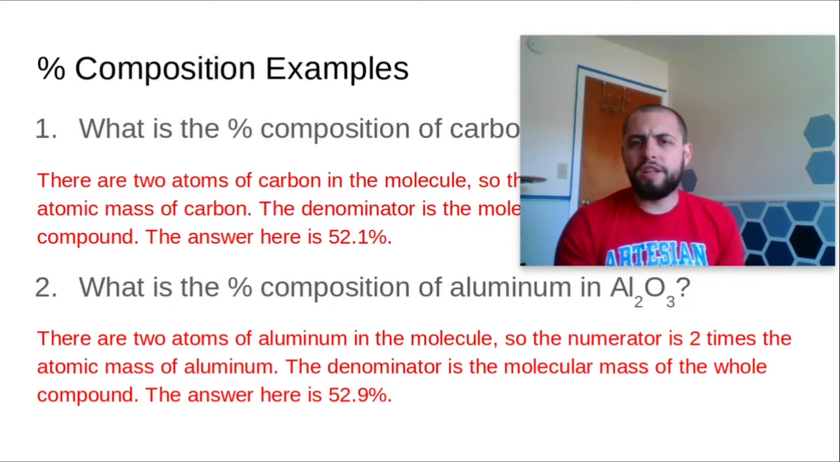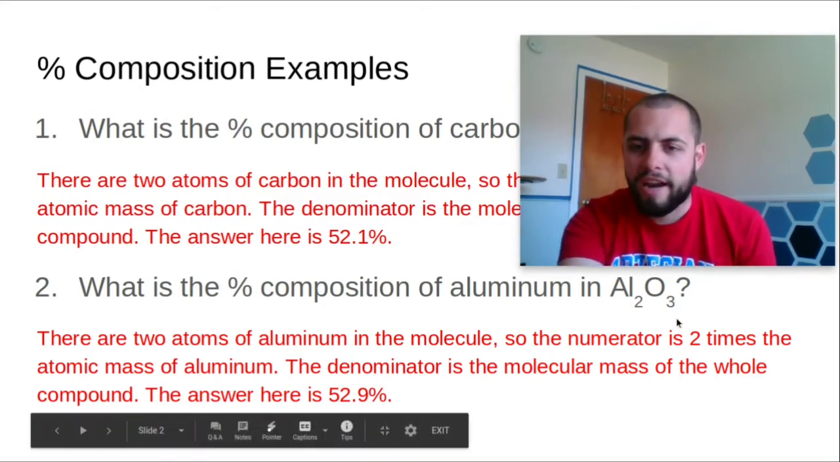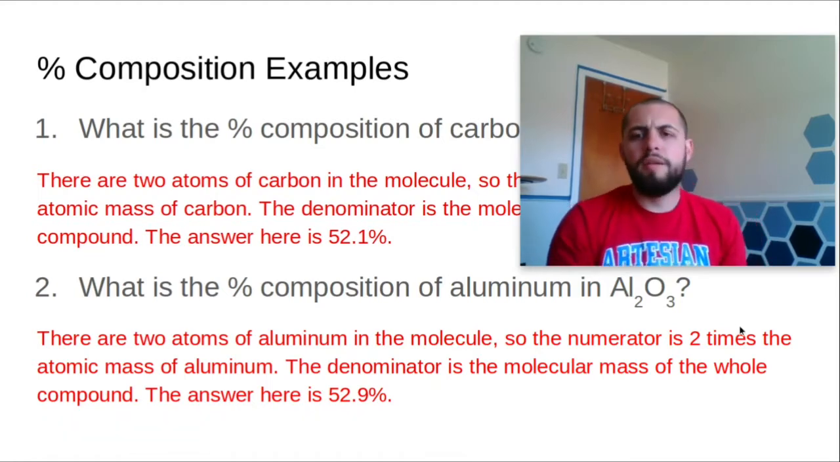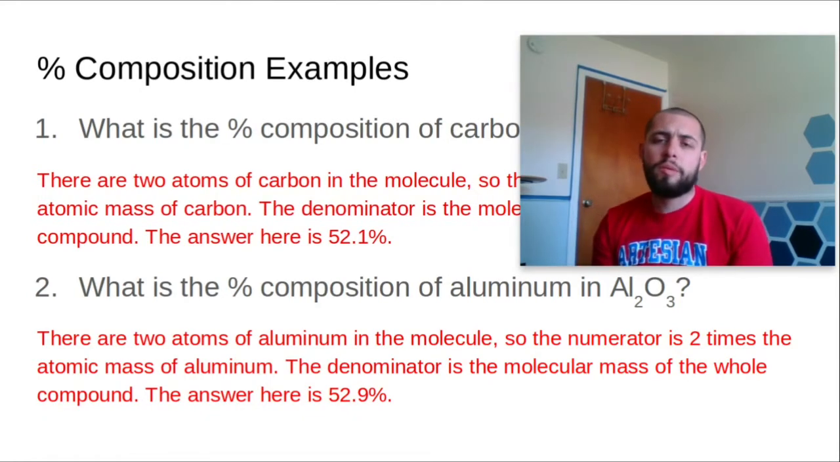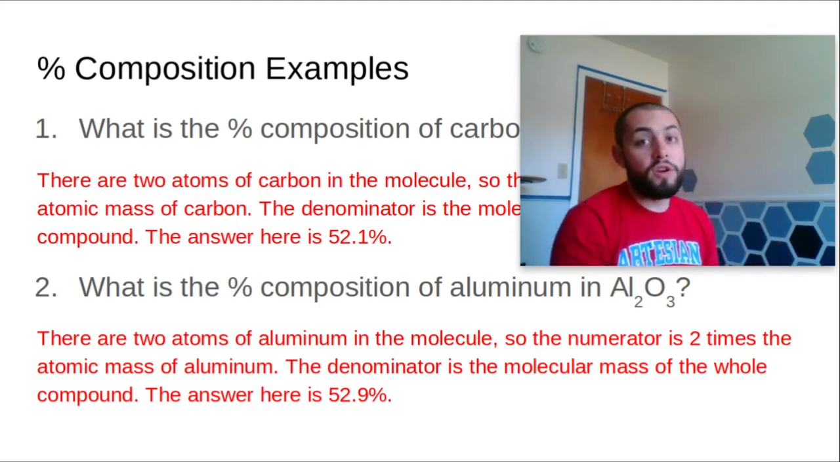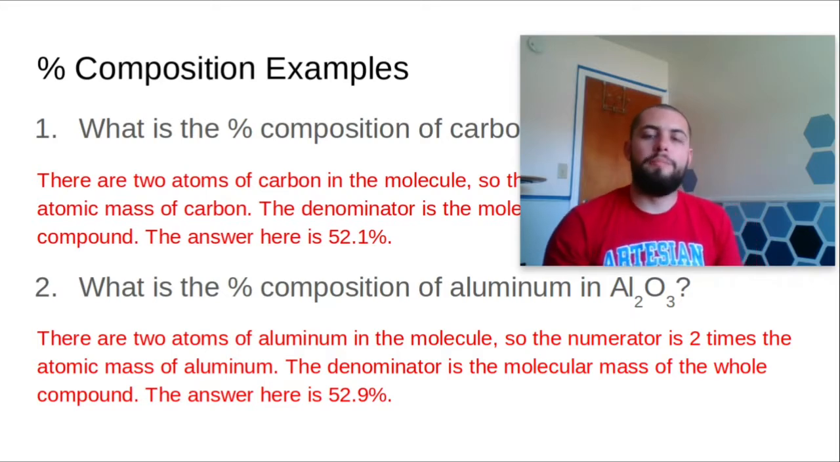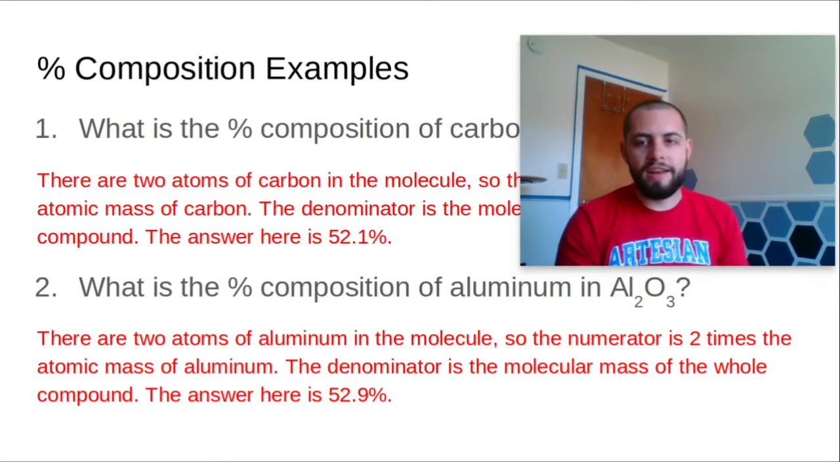So most of the aluminum oxide is made up of aluminum by mass. I've got 3 atoms of oxygen for every 2 atoms of aluminum, but aluminum is heavier. Aluminum has a higher atomic mass. So if I'm just going by the mass, the percent composition by mass, there's actually more aluminum, a greater mass of aluminum in this compound, aluminum oxide.